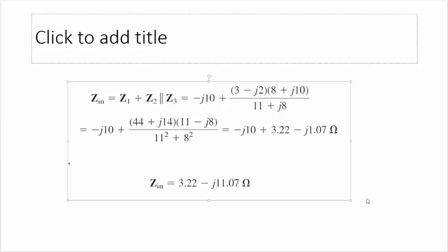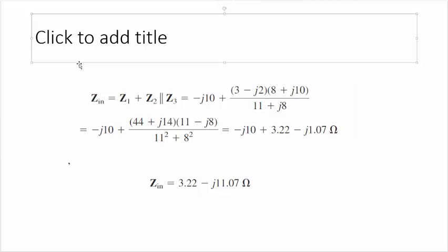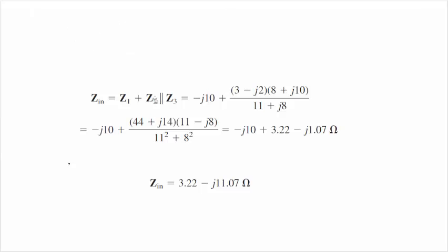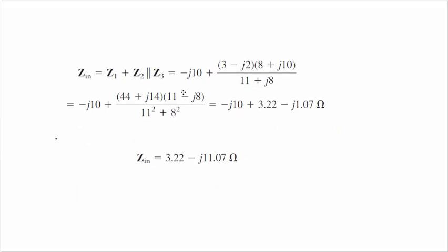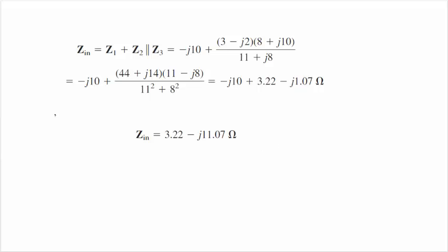So Zn was Z1 in series with Z2 parallel Z3. We plug in the numbers, we just have to do the math, and we get a total input impedance right there in the rectangular coordinate system. Now I can also convert that to a magnitude and phase if I want. Your problem didn't do that, but you could. You can convert it to a magnitude and phase and draw it out pictorially in the complex space.